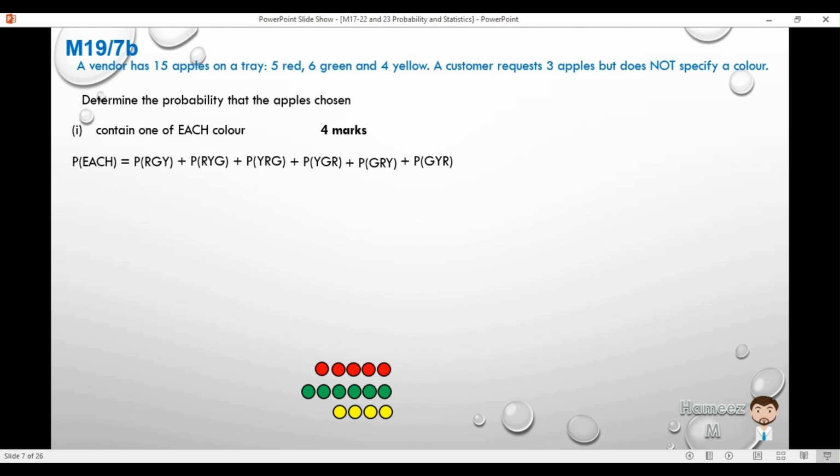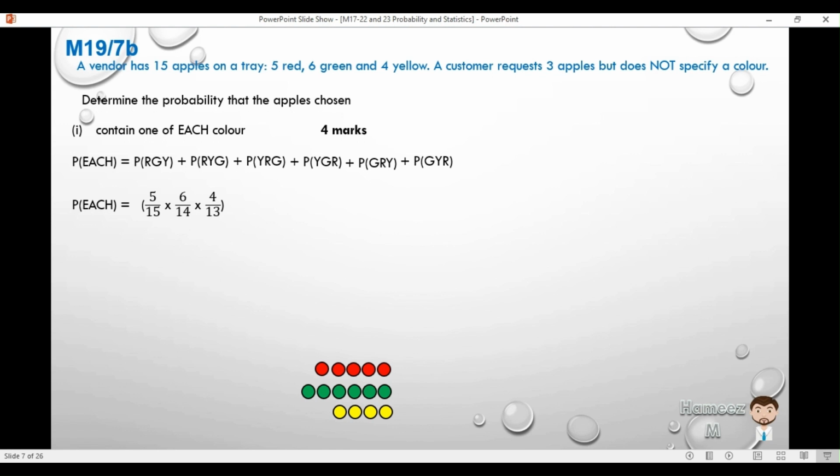So for the first one, the probability of picking a red, if we look at it, we have 15 apples. So that is our total possible selections. And out of the outcomes that we want, to pick a red, there are 5 choices. So that's 5 out of 15 times picking a green will be 6 out of how many is left? 14, because one was already chosen. And then a yellow, which will be 4 out of 13, because 2 were already chosen.